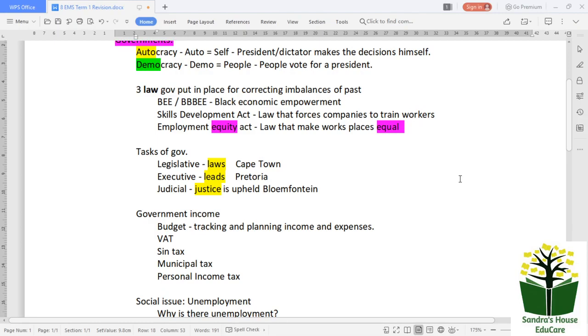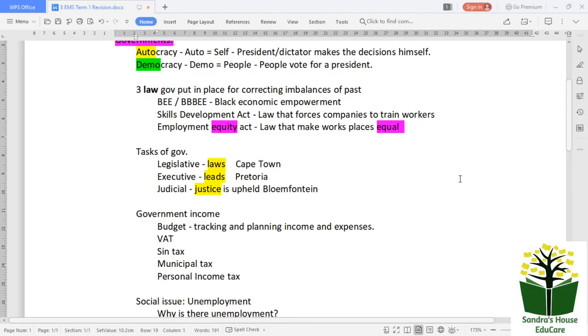So we have a personal budget, which is what you do for yourself, but the national budget is what the government does for the country. The Minister of Finance does the budget with his financial department, looking at the income and expenses and what it is going to be spent on.